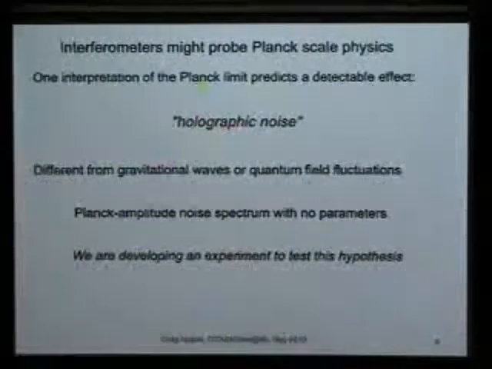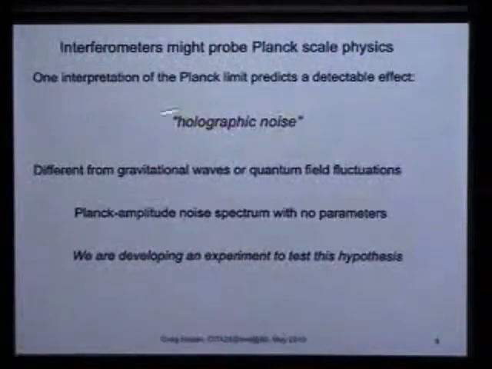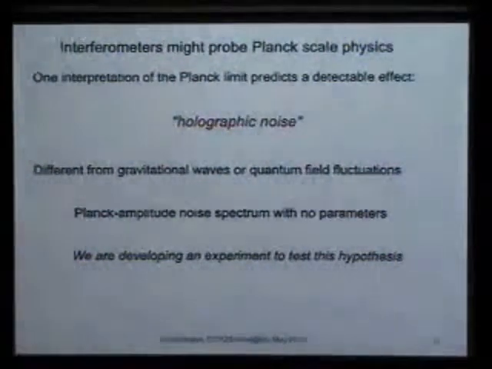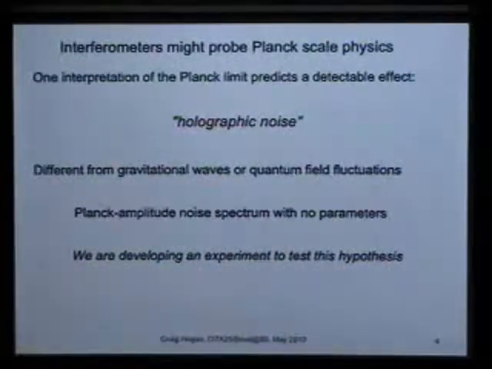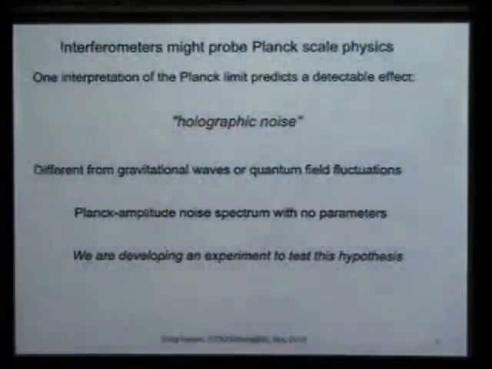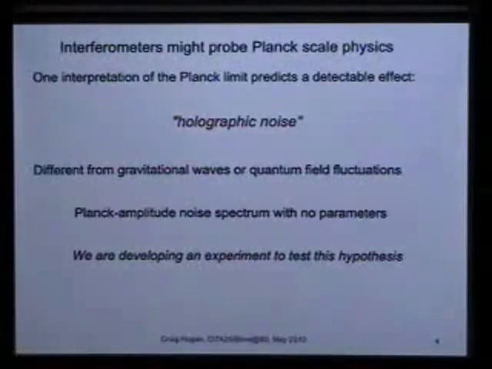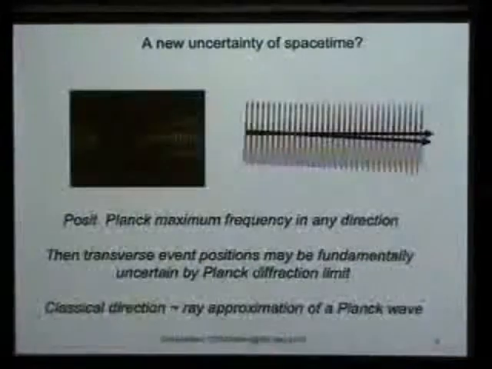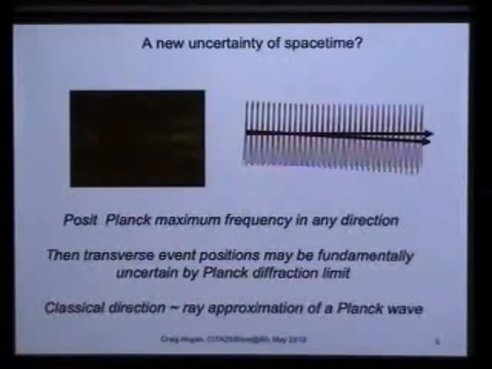So there's one interpretation that I'll talk about of this Planck loop that produces this holographic noise, as we call it. And it's not the same as gravitational waves. It's a physically different thing. It's a kind of sampling error, sampling noise. It doesn't carry energy, for example. And it's also not the same as quantum fluctuations in the gravitational field, which are really on a microscopic scale. This is on a large scale. It's on the scale of an apparatus. And you can predict the properties of this noise in this particular interpretation with no parameters. So we have a definite experimental target. And really the point of this talk is to tell you about an experiment that we're planning on building to do this. So let me talk about the theory first.